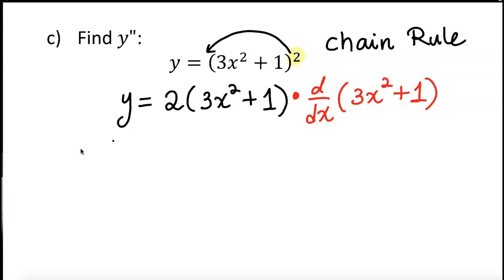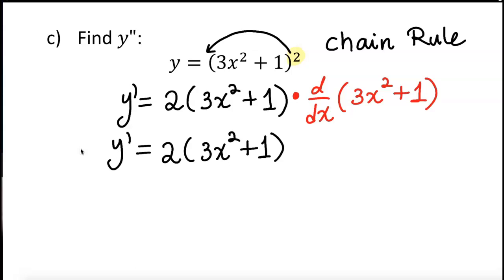So this is a good review of, oops, I forgot to put the prime notation. We're finding the first derivative. So 2 times 3x squared plus 1. And let me now go ahead and figure out what the derivative of 3x squared plus 1 is. That's going to be, now look at this one for me, focus on 3x squared. Derivative of 3x squared is 6x to the first power. And derivative of 1 is just 0.